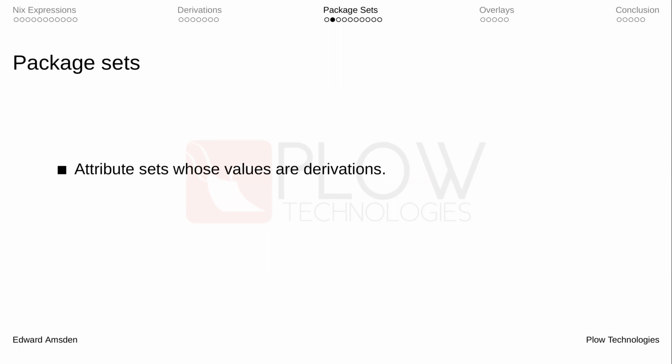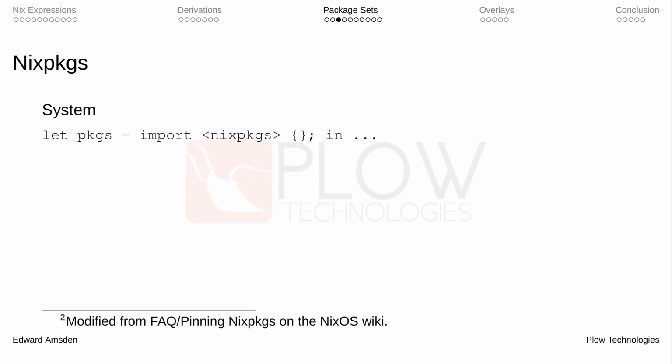Our Plow GHC packages set is a package set. Like I said, it's an attribute set whose values are derivations. It's not strictly necessary that all the values be derivations, but that's what you're expecting when you get something from a package set. Nix packages is the canonical set. Usually if you have Nix on your system, you have some default Nix packages that was updated sometime in the past, somewhere on your system that you can get a hold of.